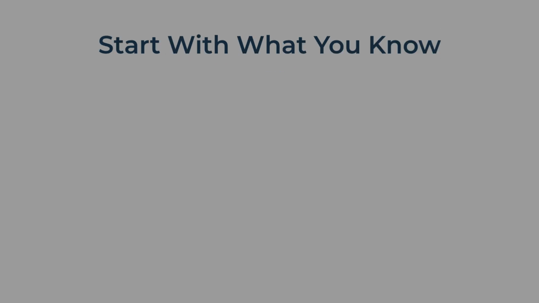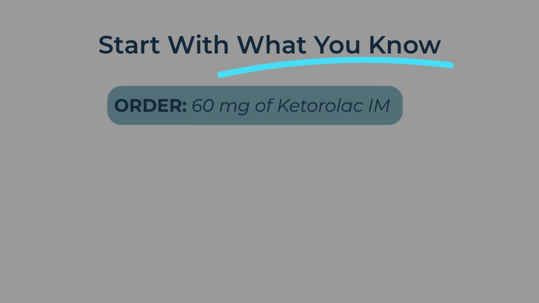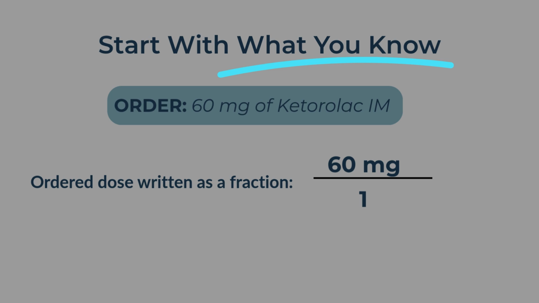Step 1. Start with what you know. Let's say the provider orders 60 milligrams of Ketorolac IM for pain. That's your starting point, your ordered dose. In dimensional analysis, we always write it as a fraction, 60 milligrams over 1. Why? Because this format sets you up to multiply it by conversion factors that will follow. And remember, dividing by 1 doesn't change the value. It just gives you the structure you'll use every single time.